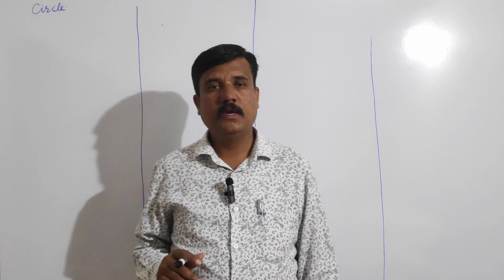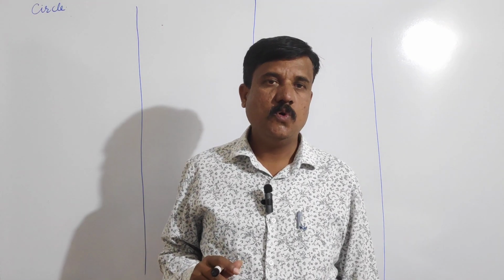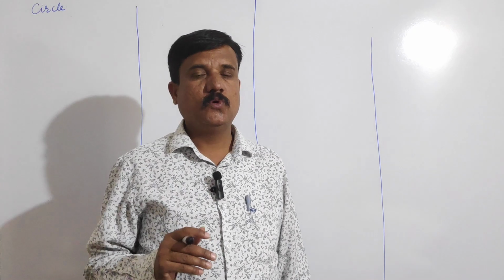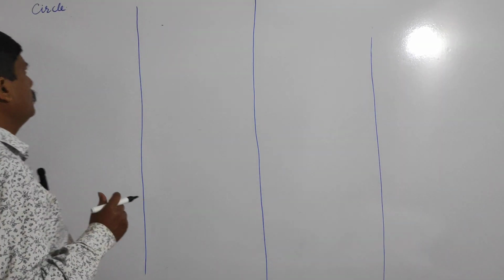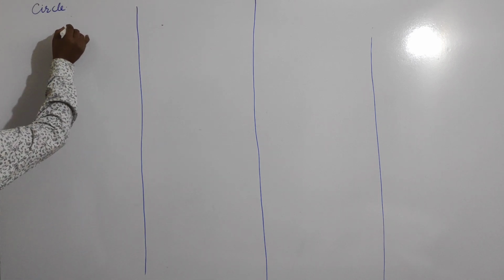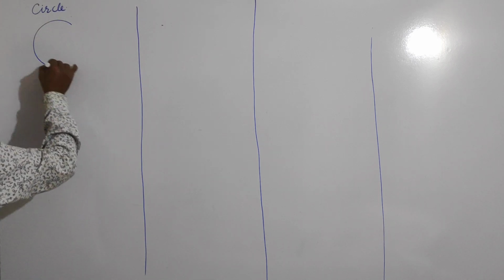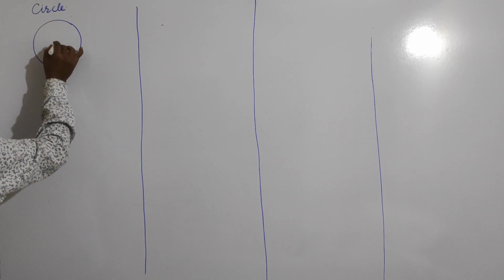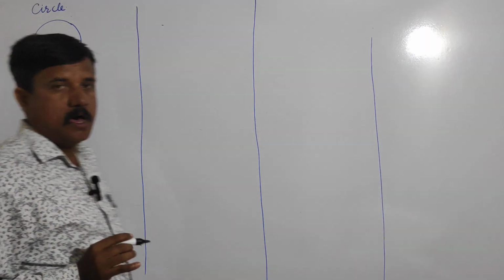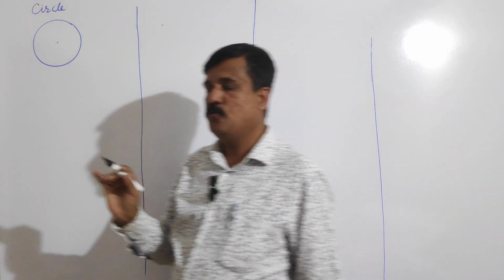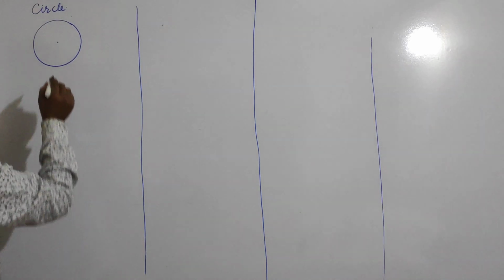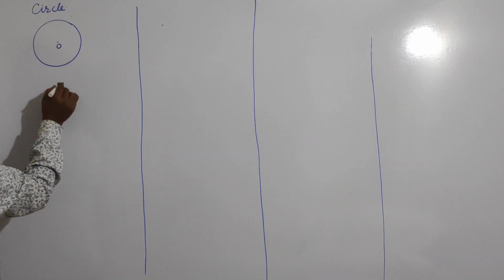Today I will start the topic, a circle. Introduction to circle, from basic to top level. What is this? A circle with center, right? A circle with center. You can give any name. The center will be O. So this is the circle with center.